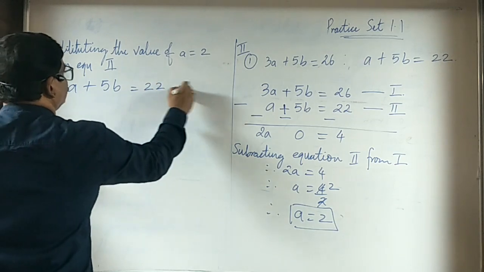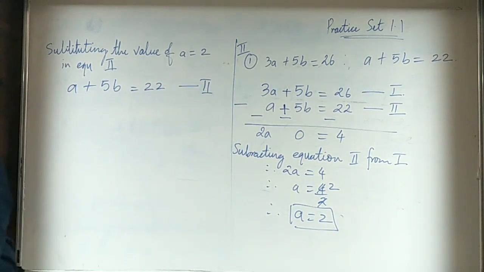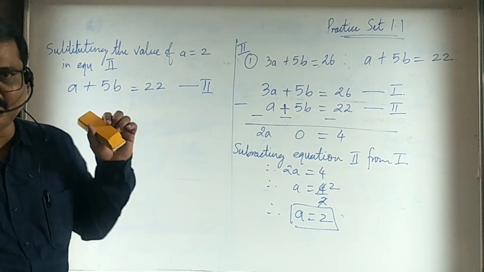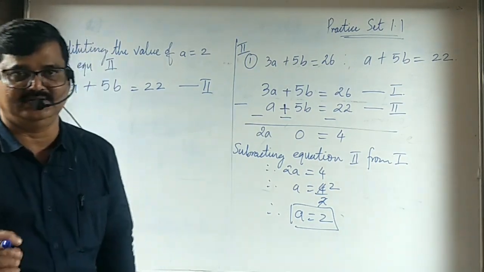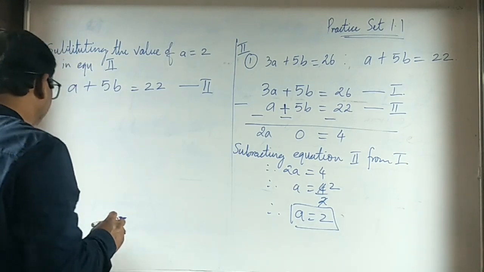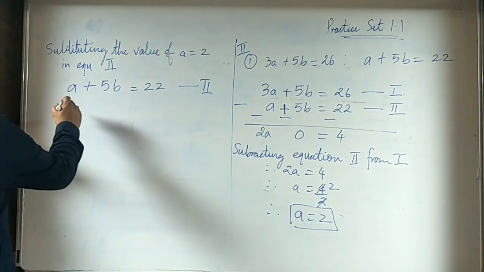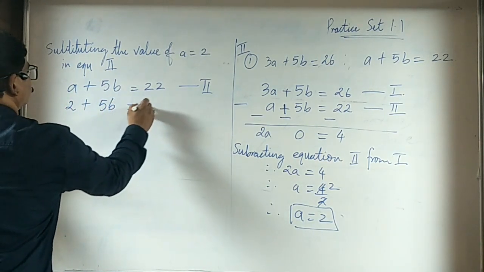It is not necessary that it has to be equation number 2. It can be substituted in equation number 1 also. If you do it that way, you will get the same answer. But I prefer to take the easiest equation, in which less calculation is needed. The a value we got over here is 2, so I'll write 2 plus 5b is equal to 22.